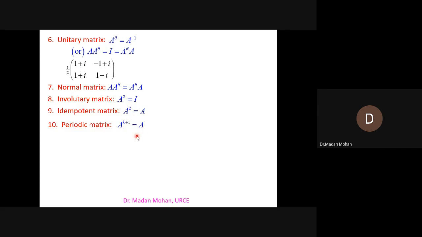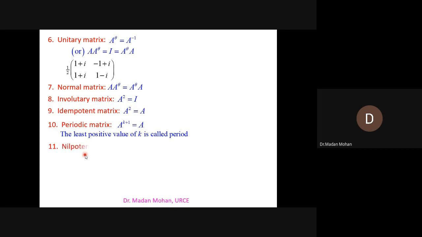For example, Sunday to Saturday. After 7 days you are getting Sunday again. After 14 days, again Sunday. After 21 days, again Sunday. But we say the period is 7, not 14 or 21. Of course, those are also periods, but the fundamental period we call 7. Similarly here, the least positive value of k such that A power k plus 1 equals A is called the period of that matrix. This period is defined only for periodic matrices.